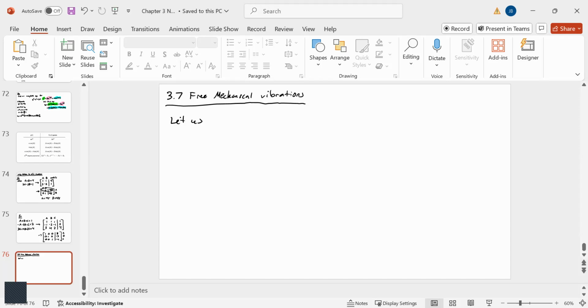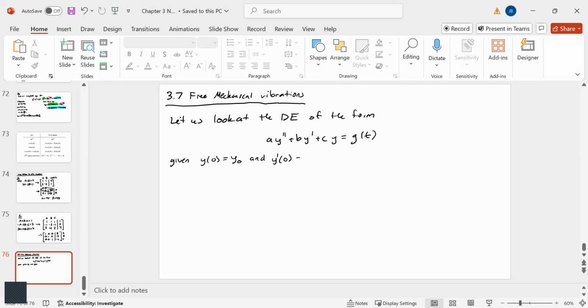So let us look at the differential equation of the form ay double prime plus by prime plus cy equals g of t, given y of 0 equals y naught, and y prime of 0 equals y1, in terms of a mass spring system.